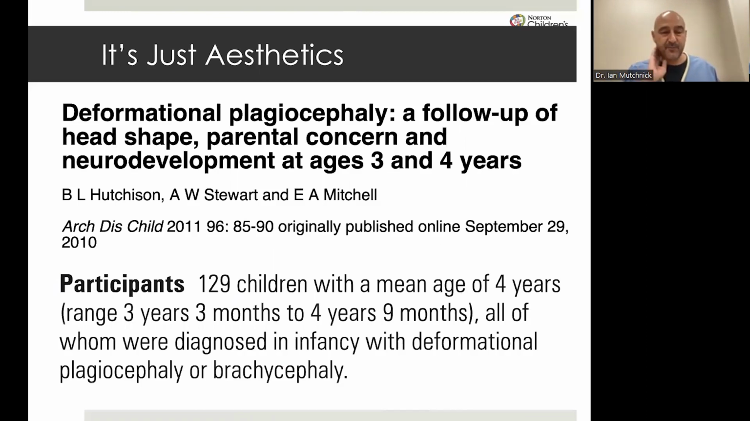So this article came out in 2011. It was done in New Zealand, and they looked at 129 children with a mean age of 4 years. They all were diagnosed in infancy with deformational plagiocephaly or brachycephaly. There's no synostosis here. Their use of the word brachycephaly here is just the straight midline posterior plagiocephaly. So deformational plagiocephaly is lateral plagiocephaly, and deformational brachycephaly is posterior plagiocephaly. That's just slightly different language.